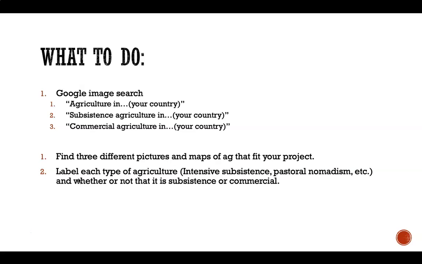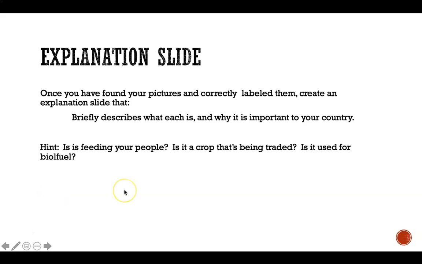I would label each type of agriculture as either intensive subsistence, pastoral nomadism, or whatever it might be. If it's commercial, right, or subsistence, depending on what type of agriculture you find there from your search, whatever you find. Once you have done that, you need to explain your stuff.